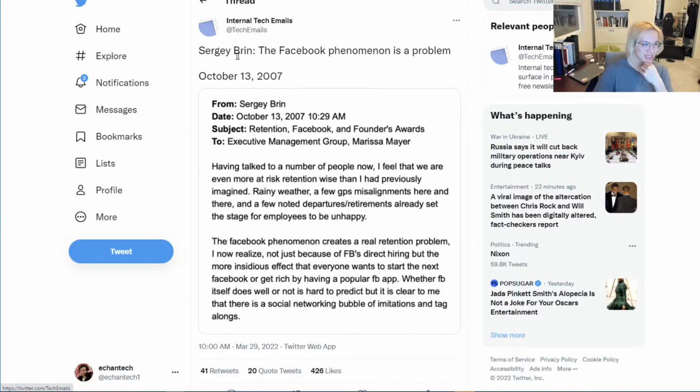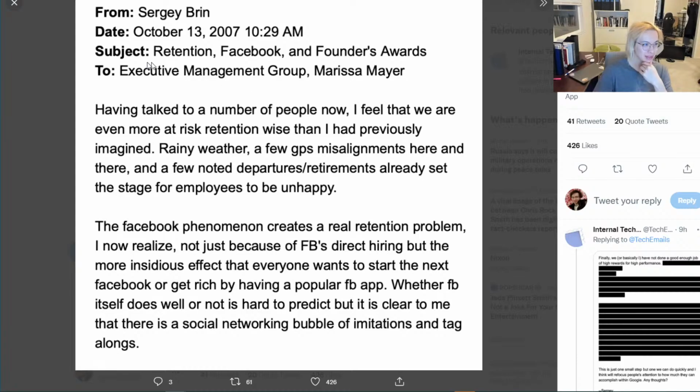Oh, internal tech emails. The Facebook phenomena is a problem. Hold up. Okay, this is from Sergey Brin. The Facebook phenomena is a problem. Having talked to a number of people now, I feel that we are even more at risk retention-wise than I had previously imagined. Rainy weather, a few GPS misalignments here and there, and a few noted departure retirements already set the stage for employees to be unhappy.